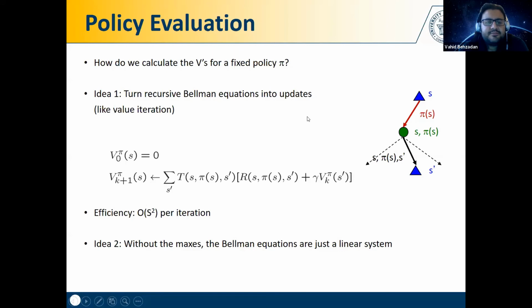The second idea is that without the maxes, the Bellman equations are just a linear system. Notice that we don't have that max over A here. Why? Because we are not trying to find the optimal values. So we are not trying to find those A's, those actions that if taken at state S, we expect them to result in a better contribution to the utility. We already know what actions are going to be taken by the agent. How? We know the agent is following this fixed policy pi. This fixed policy pi is always going to give us a fixed action A for each state S. So we don't have that max anymore.